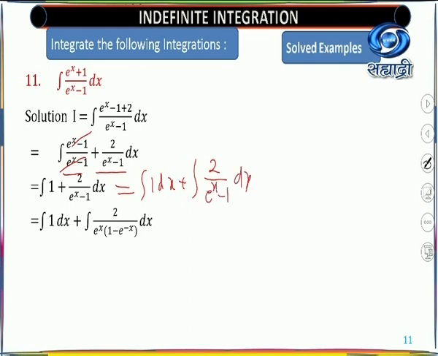This is the separation. Now what will happen here? You need to take e raised to x common. Once you take it, this is as it is here. Okay. So this one is here.